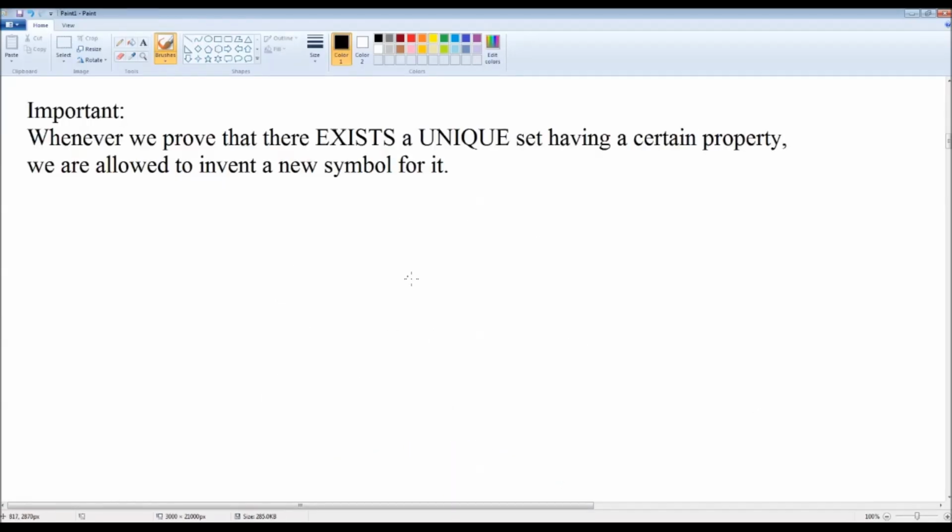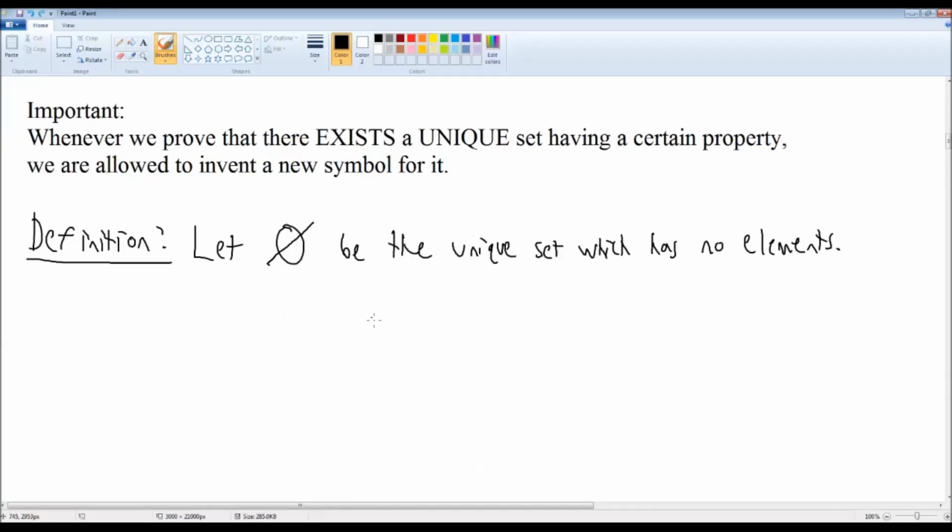Now this is important. Whenever we prove that there exists a unique set having a certain property, we're allowed to invent a new symbol for it. So we're going to define this to be the unique set which has no elements. Now, in principle, one could do set theory without ever having to invent new symbols. One could get around having to use this symbol by using quantifiers every time. However, as you could imagine, that would get ugly very fast.